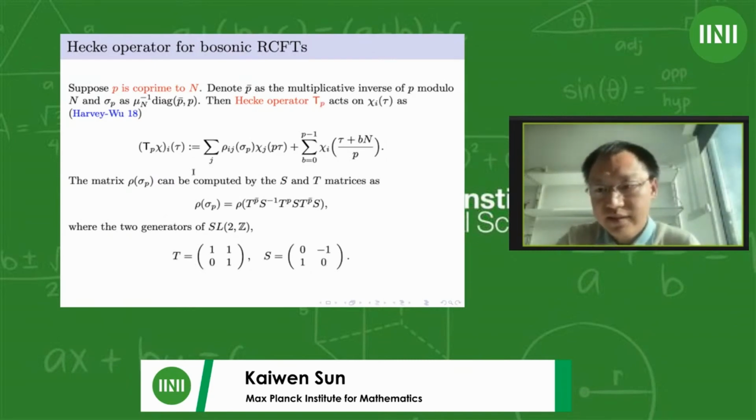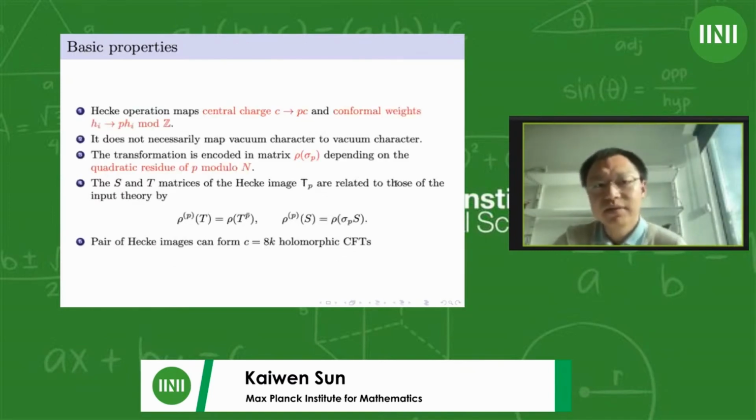By this very delicate definition, Harvey and Wu proved some very nice properties of this Hecke operator. The basic property they found is that it always maps vector-valued modular forms of weight 0 with conductor N to another vector-valued modular form of weight 0 and conductor N. Besides that, they also show that this Hecke operator maps the central charge by multiple P, and conformal weights by multiple P modulo Z.